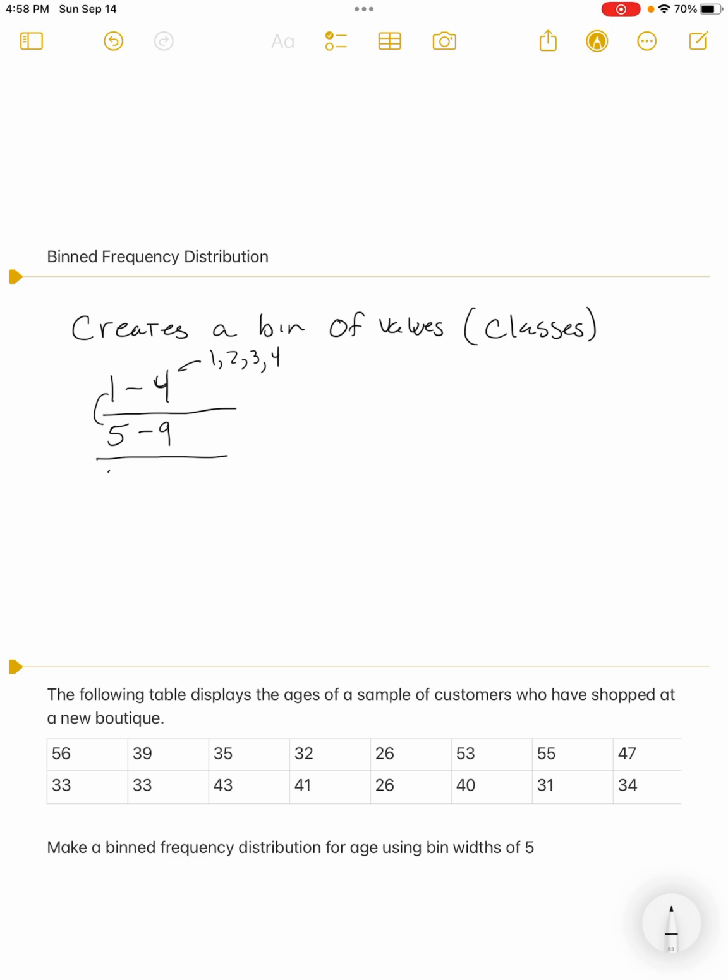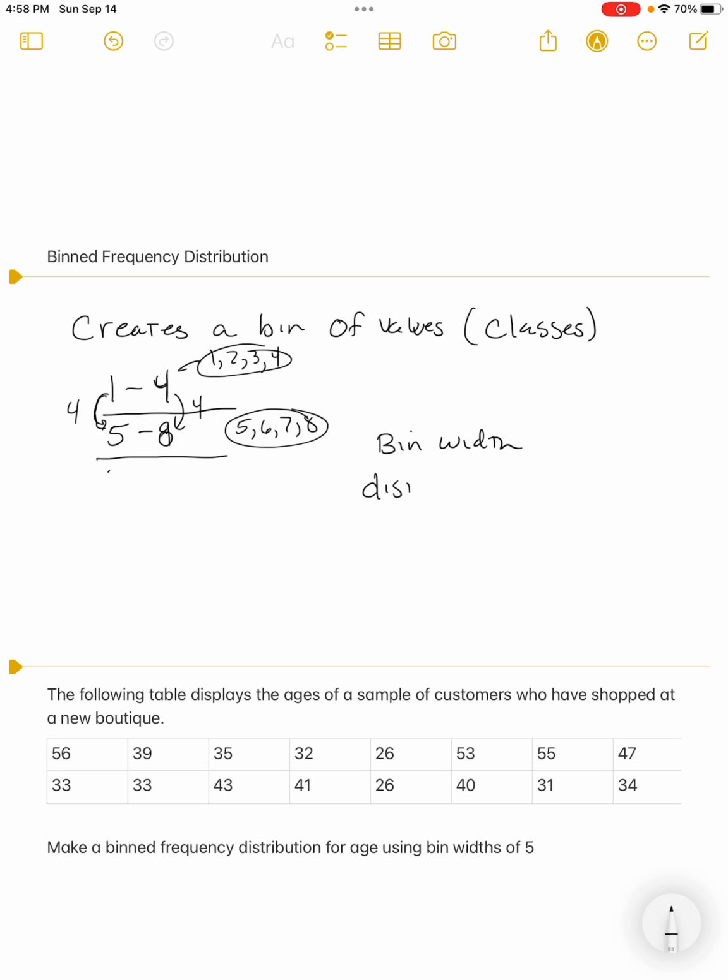So notice that the distance from 1 to 5 is only 4. So I made a mistake. This should be 5 to 8, because we want those bins to be uniform. So we would go 4 up, so it'd be 5 to 8, having the numbers 5, 6, 7, 8. Notice that the change from 1 to 5 is 4 and that there are 4 values in each of the bins. They talk about that as a bin width.